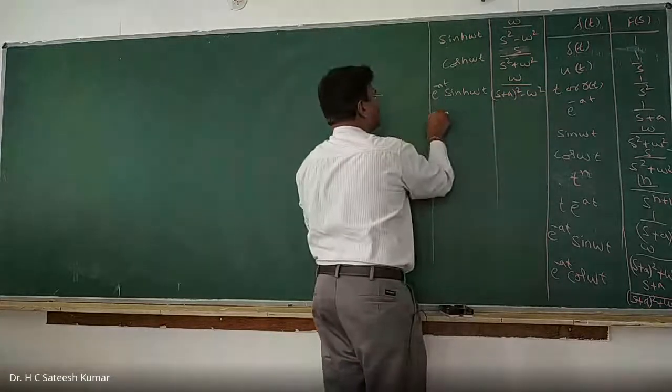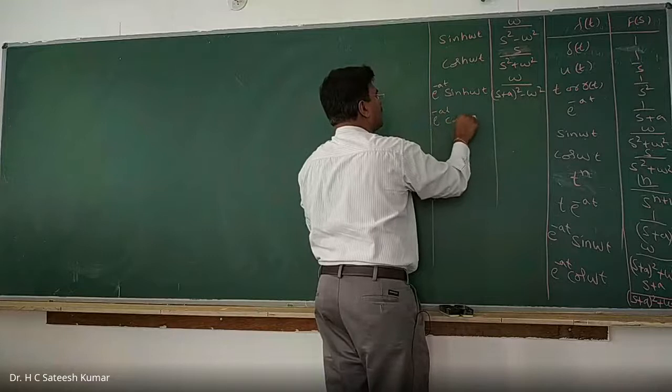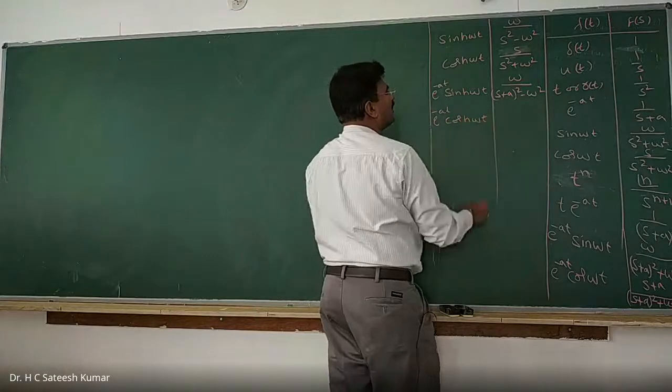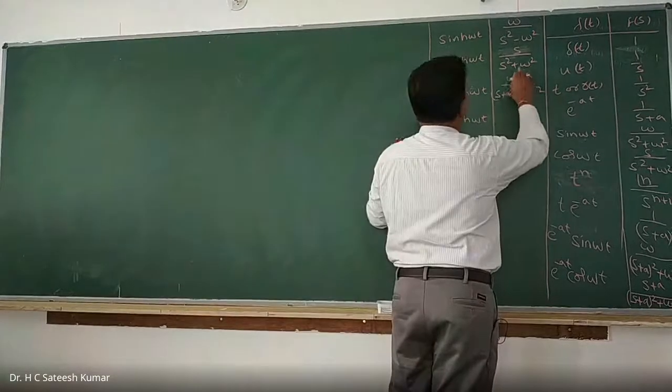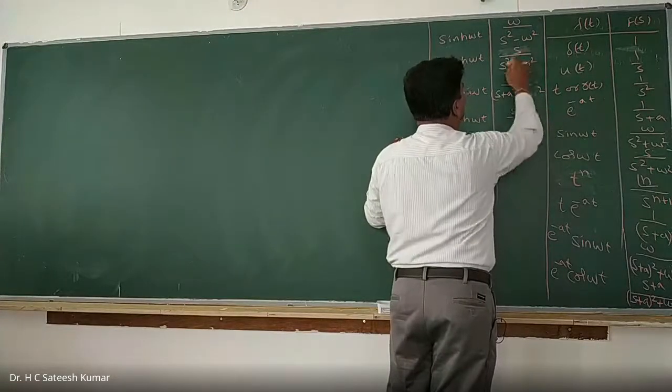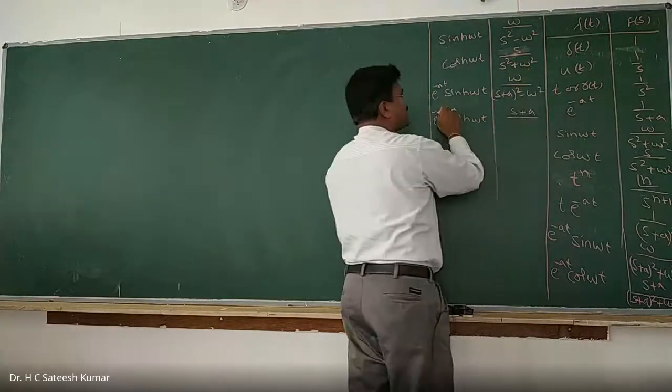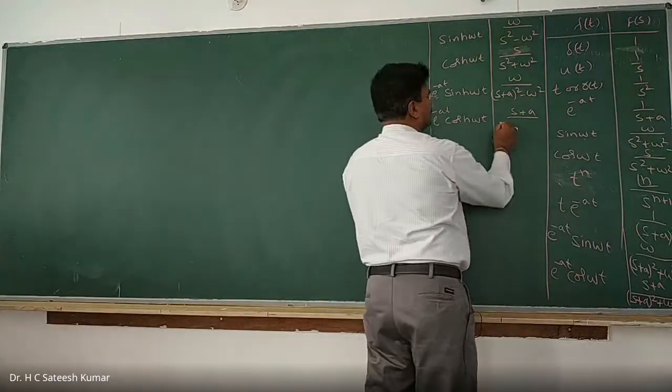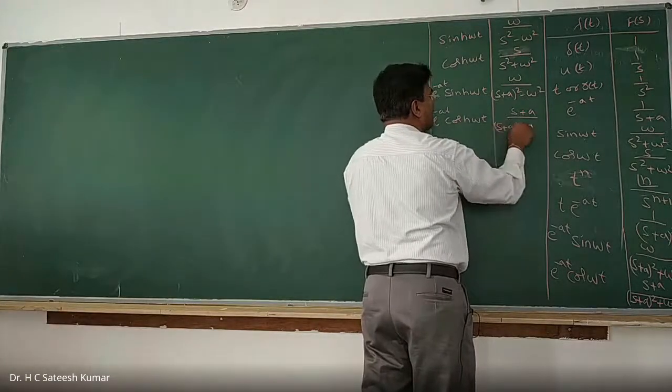E to the power of minus at into cos hyperbolic omega t. How will you write it? Cos hyperbolic omega t is s divided by s square minus omega square. Multiply by exponential, replace s by s plus a. So it is s plus a divided by s plus a whole square minus omega square.